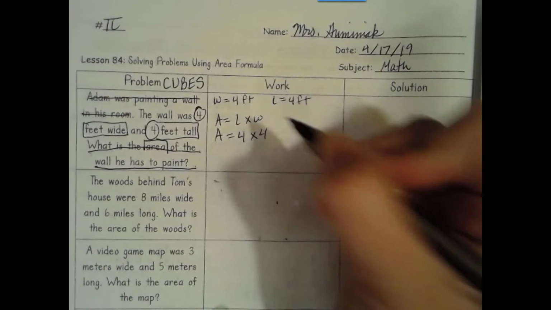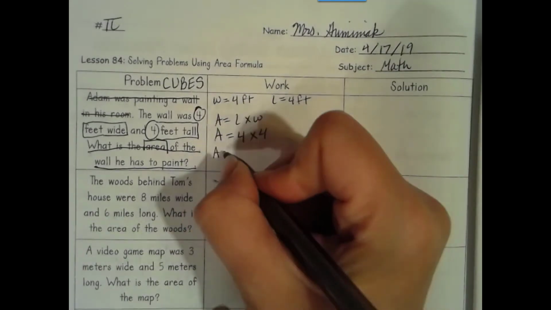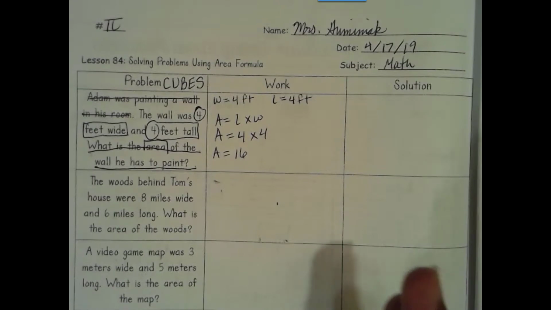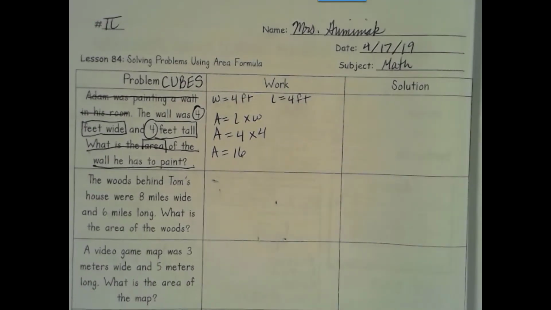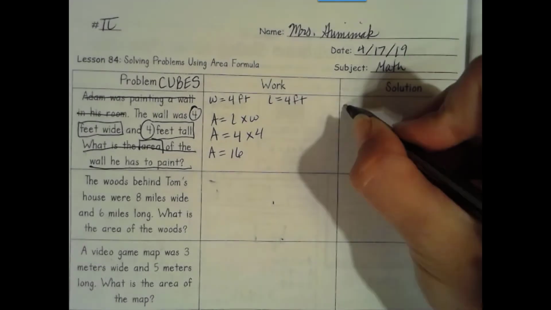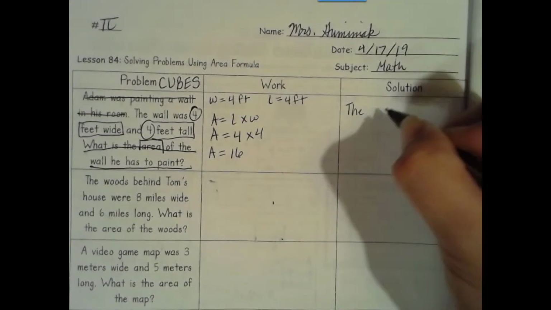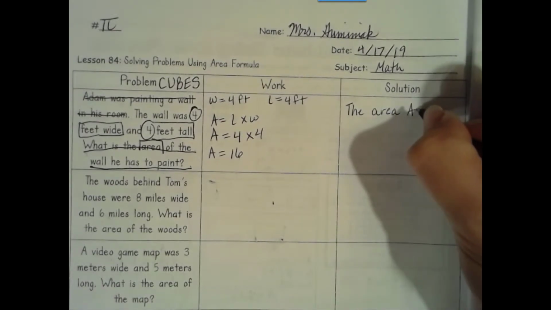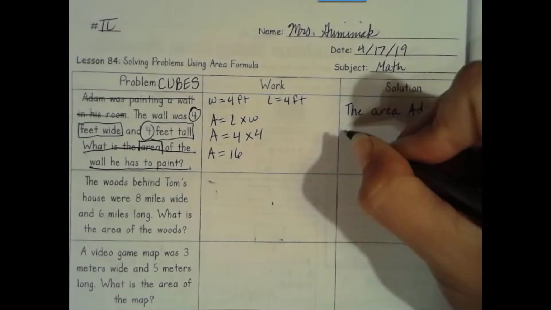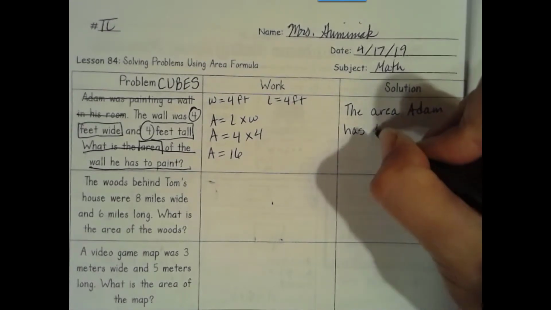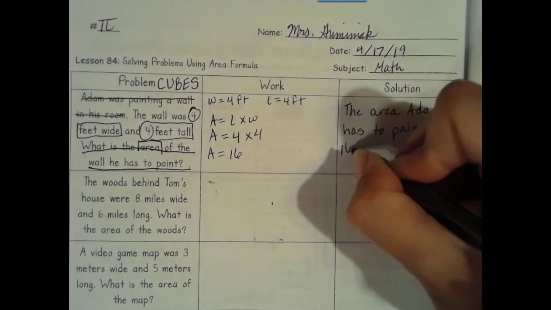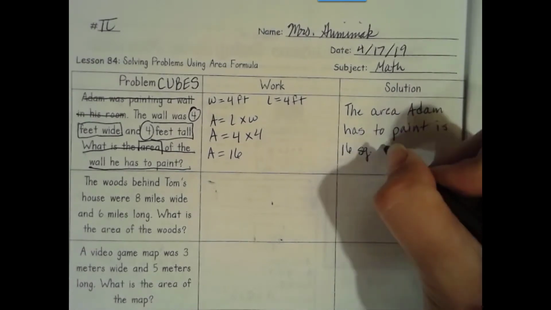4 times 4 is 16. But remember, we're looking at how many squares fit inside this space because we cut it 4 vertically and 4 horizontally. How many squares did that make? It made 16 square feet. The area Adam has to paint is 16 square feet.